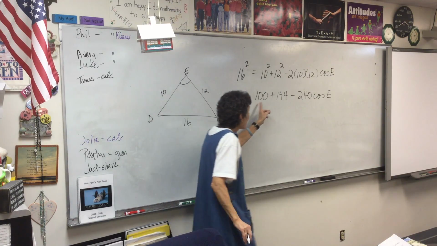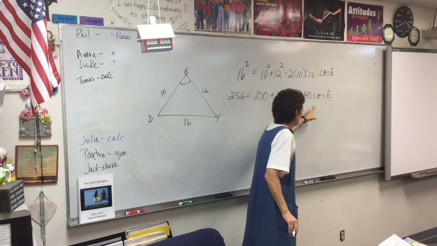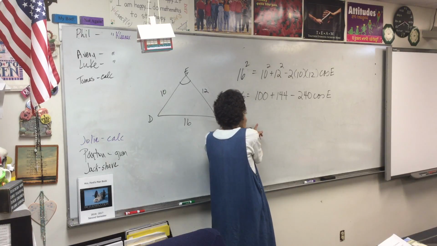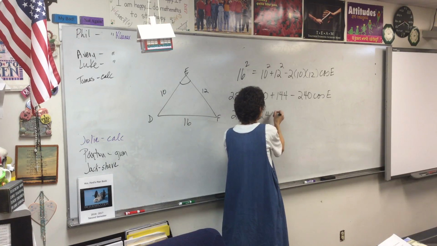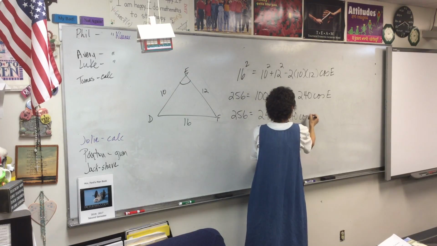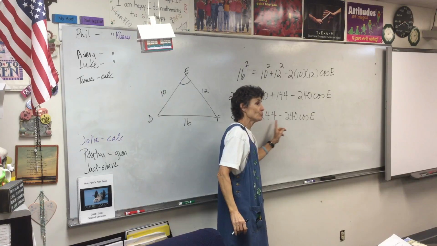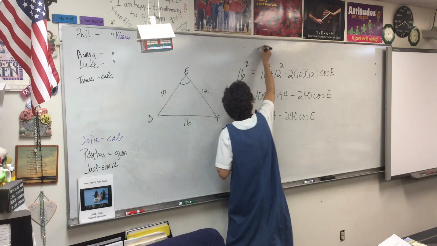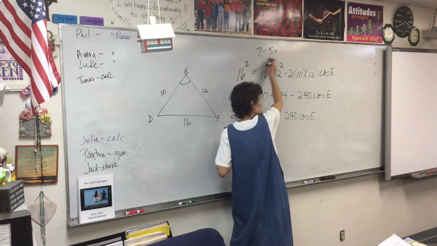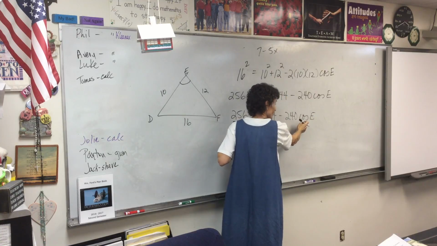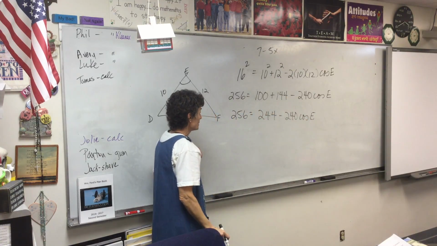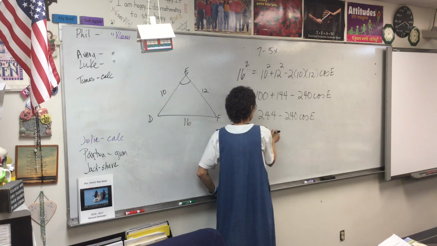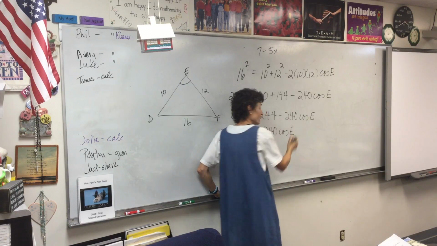Now don't add up these three numbers. That was hooked to a cosine, it's different. Can I add up these two? Yes. So 256 equals 244 minus 240 cosine E. Do not combine these. They are not like terms. It's like having a 7 minus a 5x. You can't add those together because this one has an x. This one has a cosine. They don't add. So what are we going to do? Subtract the 244. So 12 equals negative 240 cosine E.